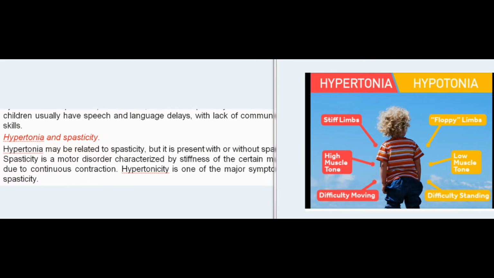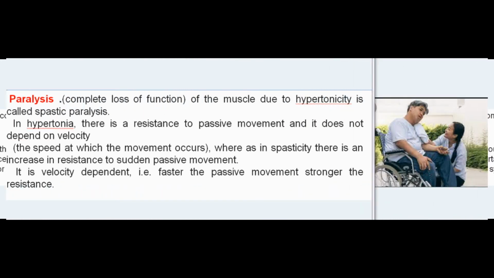Hypertonia and spasticity. Hypertonia may be related to spasticity, but it is present with or without spasticity. Spasticity is a motor disorder characterized by stiffness of certain muscles due to continuous contraction. Hypertonicity is one of the major symptoms of spasticity. Paralysis, complete loss of function, of the muscle due to hypertonicity is called spastic paralysis.